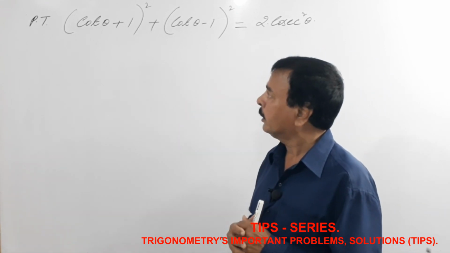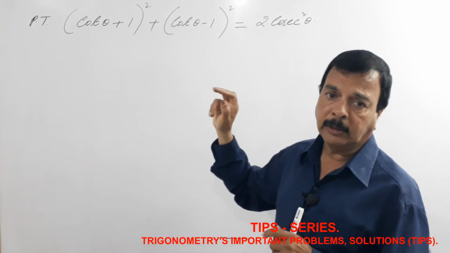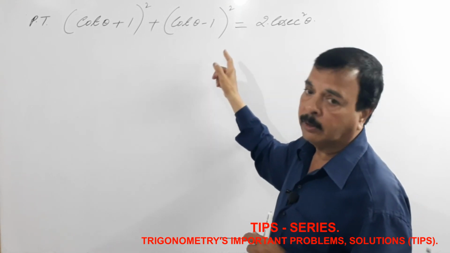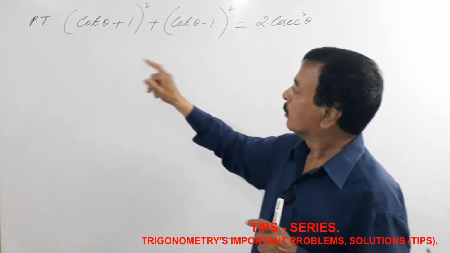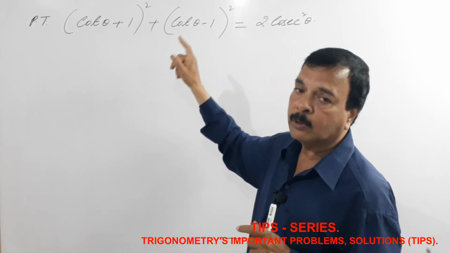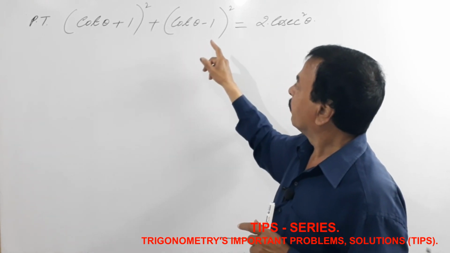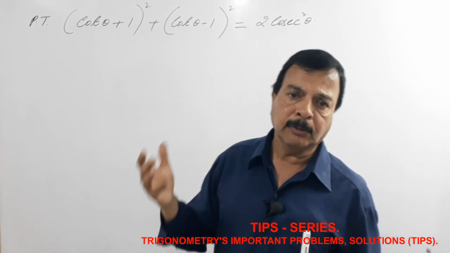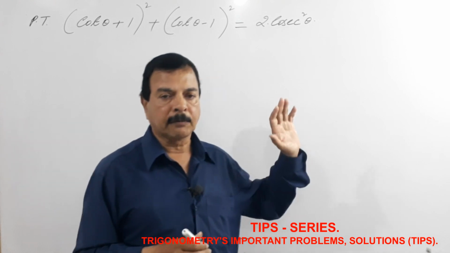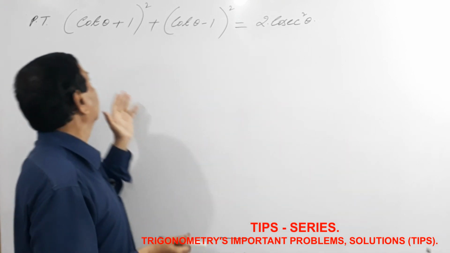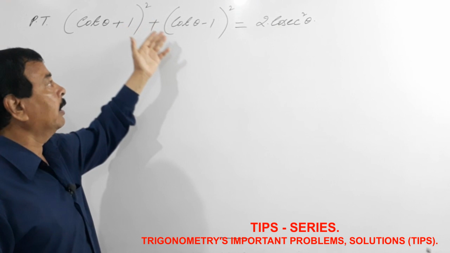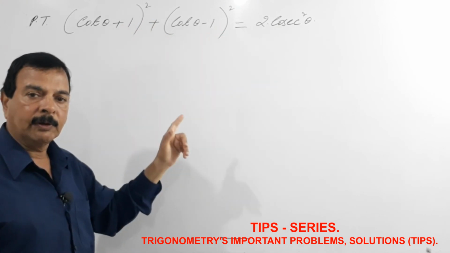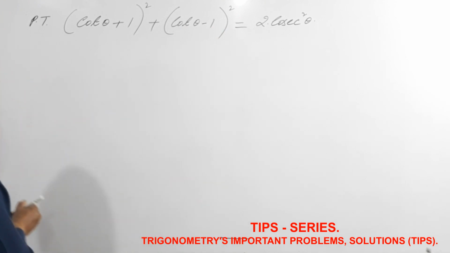That is, prove that (cot theta plus 1) the whole square plus (cot theta minus 1) the whole square equals 2 cosecant square theta. This is also similar to the previous problem, but here instead of tan we have cot. And this is what? (a plus b) the whole square plus (a minus b) the whole square. Just expand it, solve it, you get the answer. So let's do it.